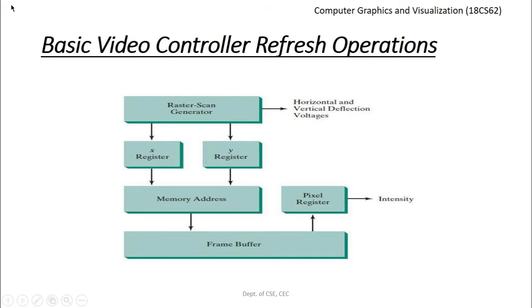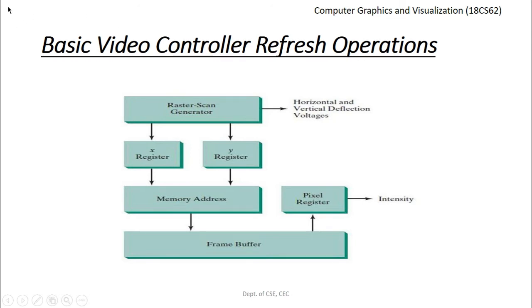The contents of the frame buffer at this pixel position, that is here, as I hope you can see the cursor here at this top left corner of the screen, are then retrieved and used to set the intensity of the CRT beam. The X register is incremented by 1 and the process is repeated for the next pixel on the top scan line. So we are going to move the electron beam from left to right.